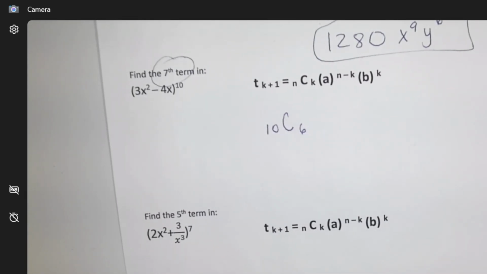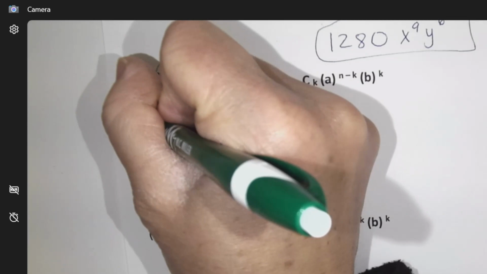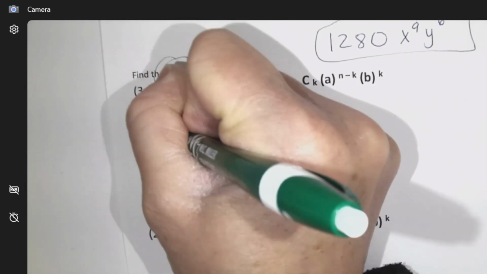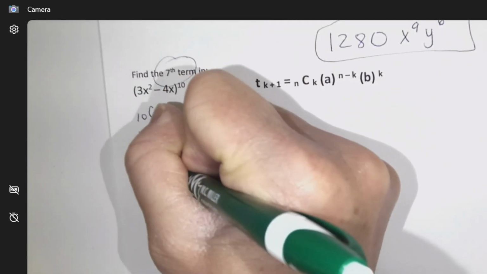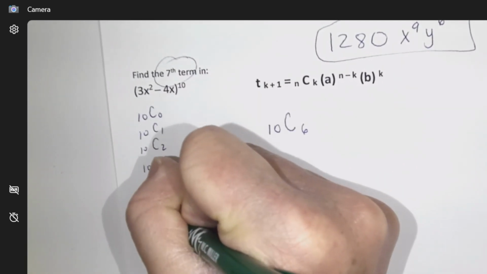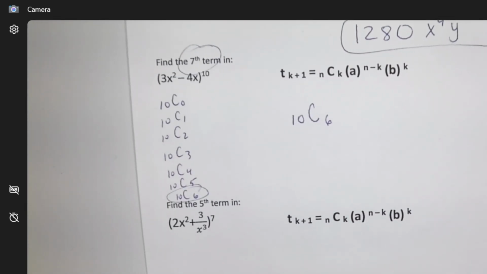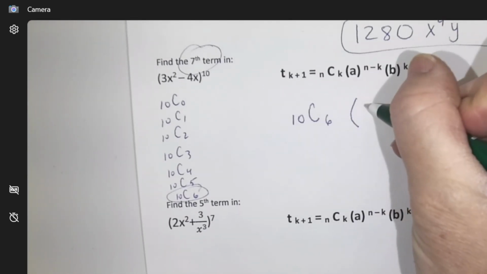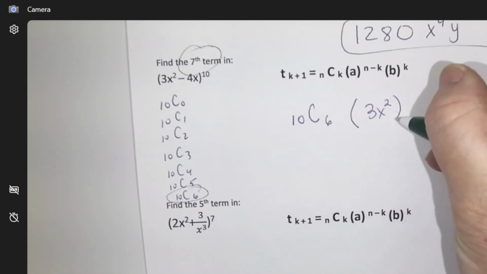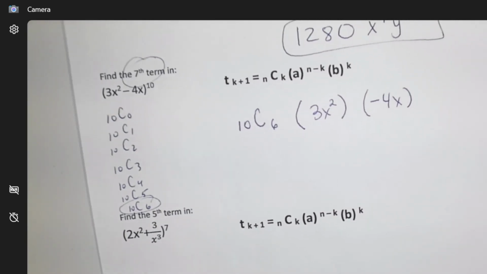Because the first term had 0. The second term had a 1. Third, right? You see what I'm doing? Okay, so that's what I did. The 7th term is actually choose 6. Okay, the first item is a 3x squared, and the second item is a negative 4x.